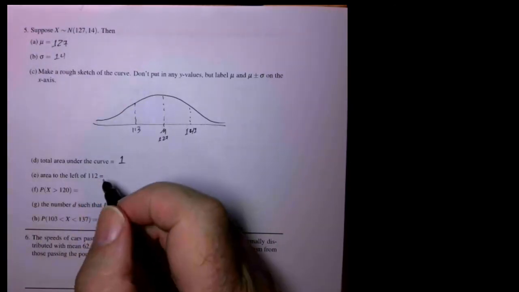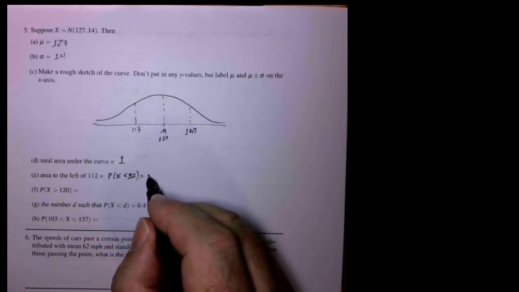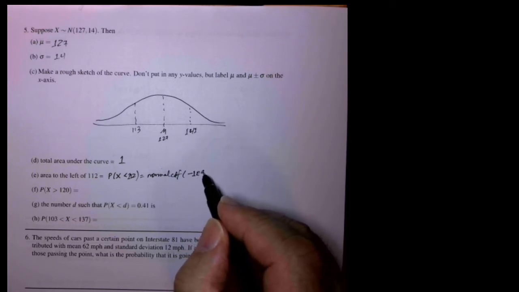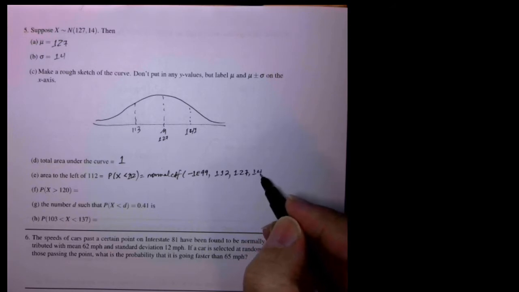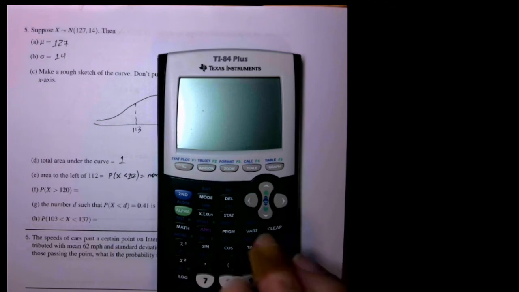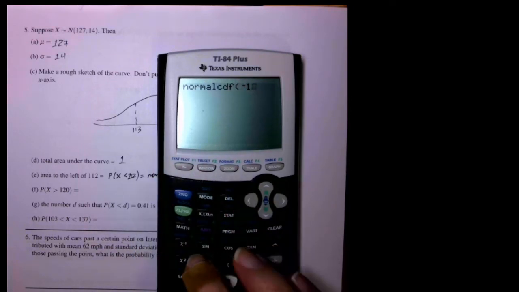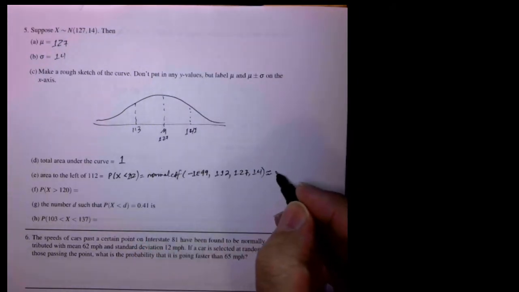What's the area to the left of 112? Right, so X has this distribution. I'm going to write this out. Probability X is less than 112, or less than or equal to, it's the same thing. So this is going to be a normal CDF of minus infinity, but of course we'll use the TI's version of that, minus 1 E99 to 112, with mean 127 and standard deviation 14. We need normal CDF of minus 1 E99, comma, 112, comma, 127, comma, 14. It's about 0.142. Close enough?